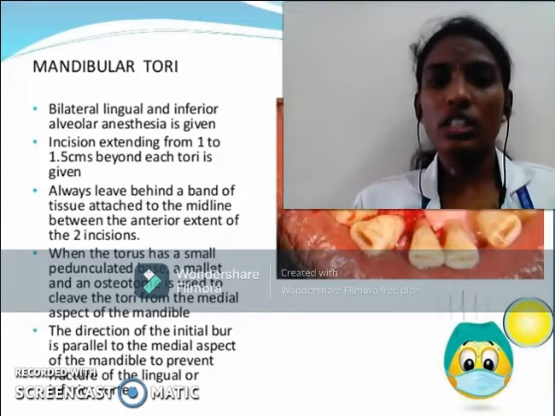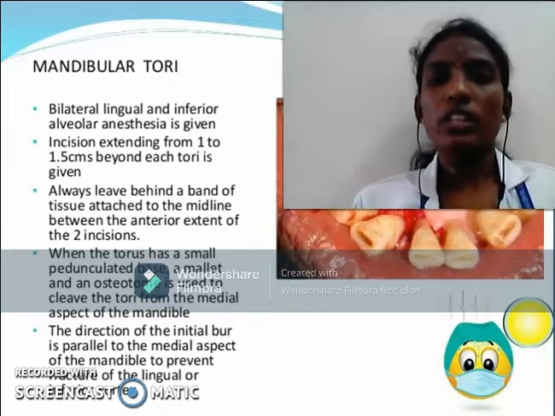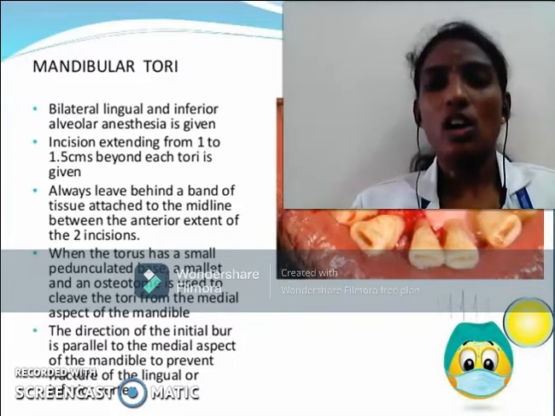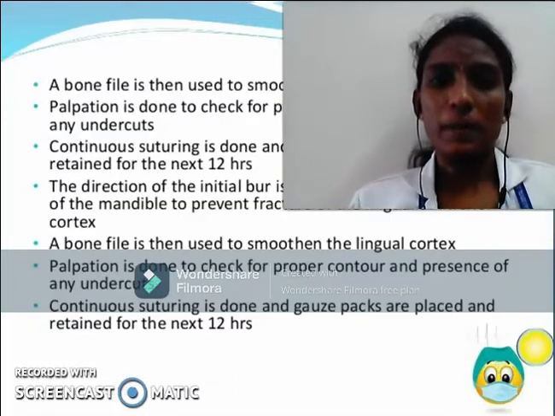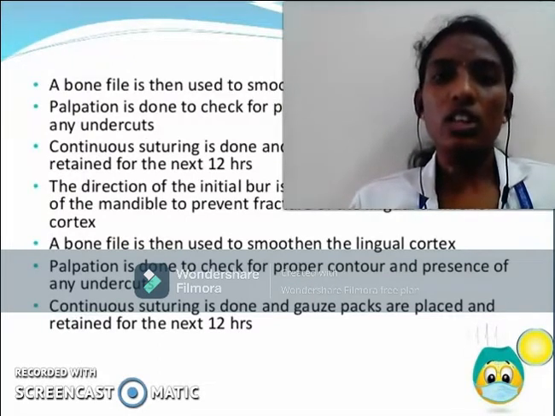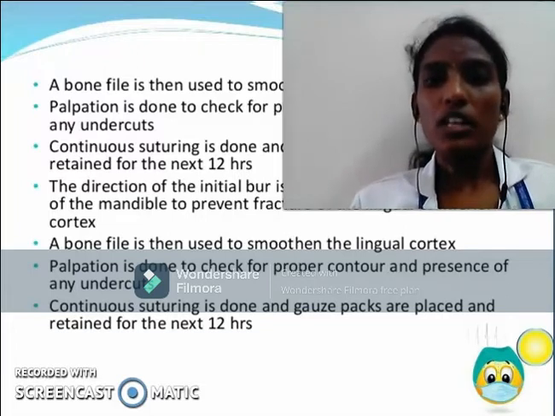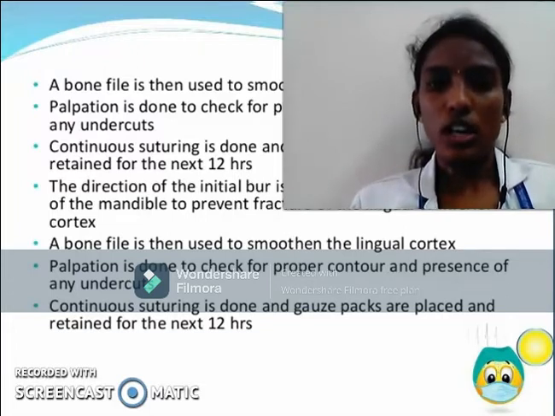The direction of the initial burr is parallel to the medial aspect of the mandible to prevent fracture of the lingual or inferior cortex. A bone file is then used to smoothen the lingual cortex. Palpation is done to check for proper contouring and the presence of any undercuts. Continuous suturing is done and a gauze pack is placed and retained for the next 12 hours.